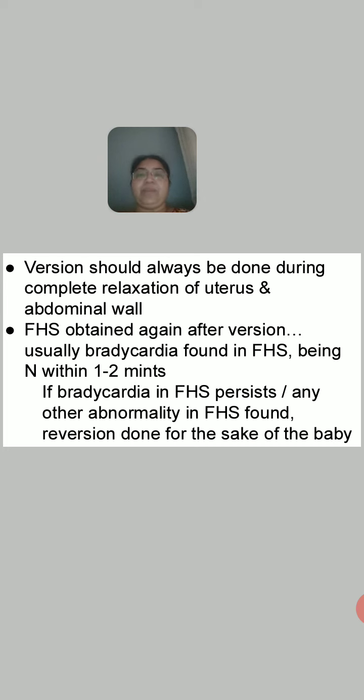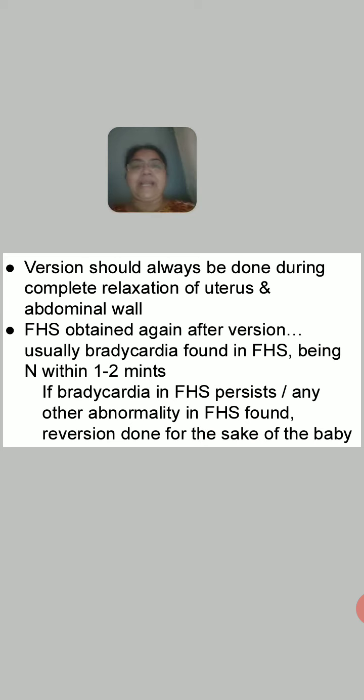After the version, the FHS should be obtained again. The fetal heart sound should be checked again after the version, because usually you find bradycardia, FHS reduces after the version, but that comes to normal within 1 to 2 minutes usually. So you have to keep checking the FHS repeatedly till it becomes normal.